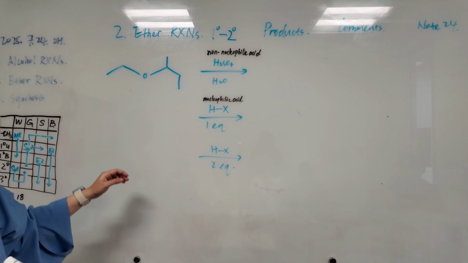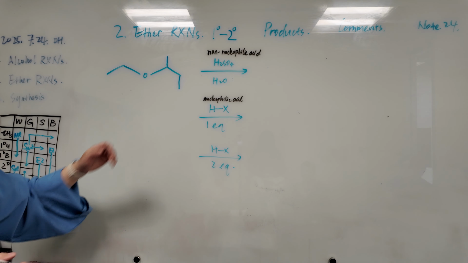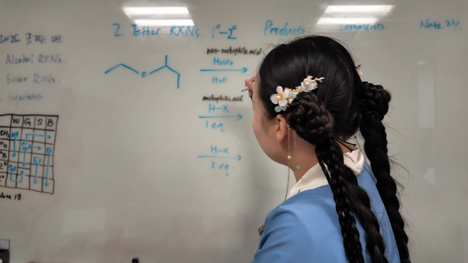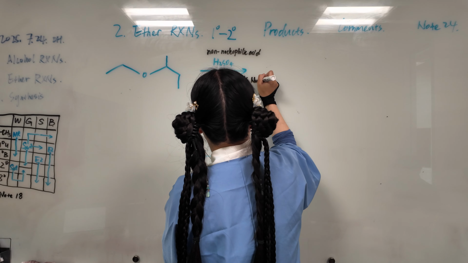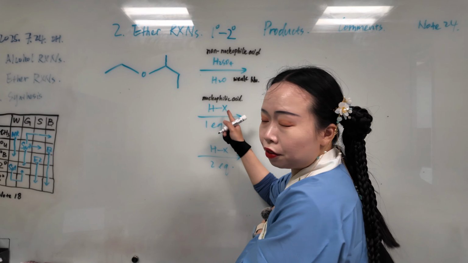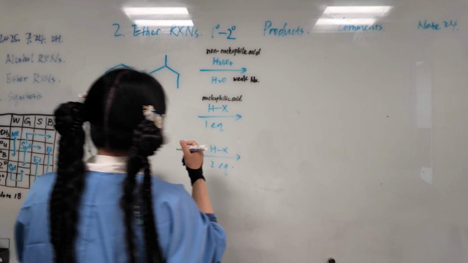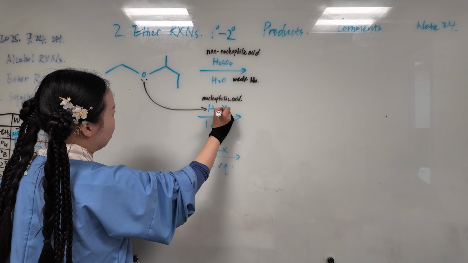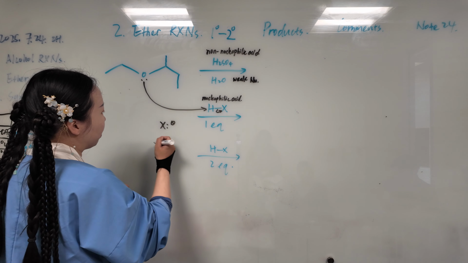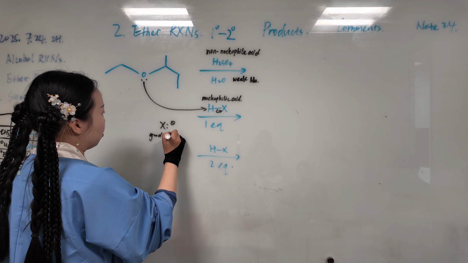Okay, we're going to figure out what's the mechanism. Good things to know ahead of time: water is a weak nucleophile. HX, after we use hydrogen to protonate it, whatever is left is X minus, that's a good nucleophile.